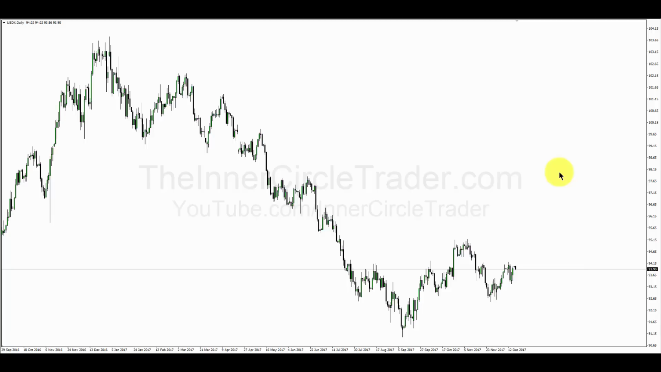But the idea is, first and foremost, you want to see where we are trading right now. Are we in a trending model or are we in a trading range market? Right now, we're in a range-bound market, or it could potentially be a reversal.